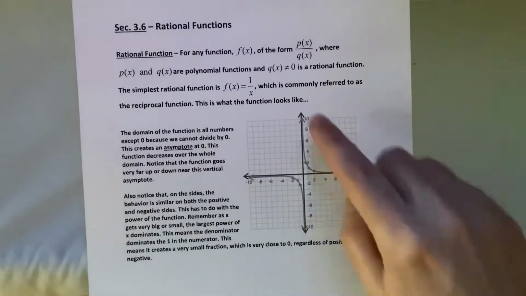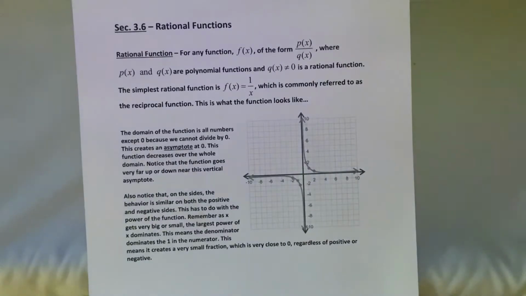has this weird shape here that you see where it curves on either side and it goes way up and down at 0, and that's because as we get really close to 0, we're taking a 1 divided by a really, really small number, which of course is either hugely positive or hugely negative, depending on which side of 0 you're on. Because we're not allowed to divide by 0, this creates what we call an asymptote at 0.